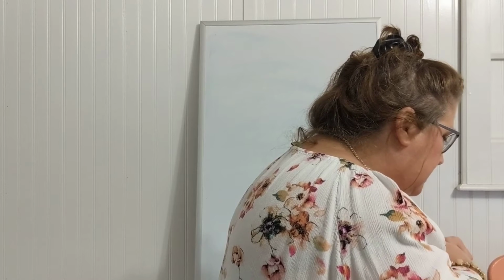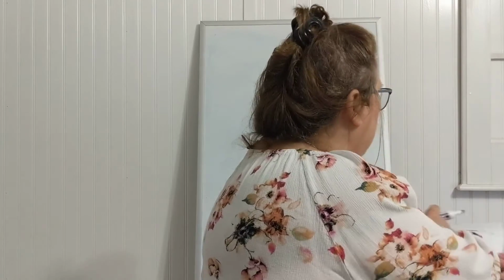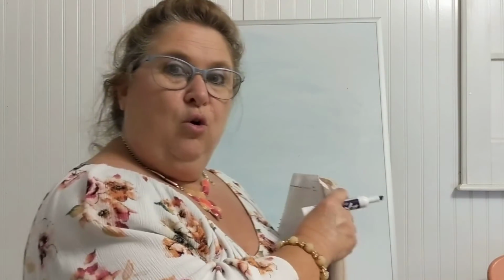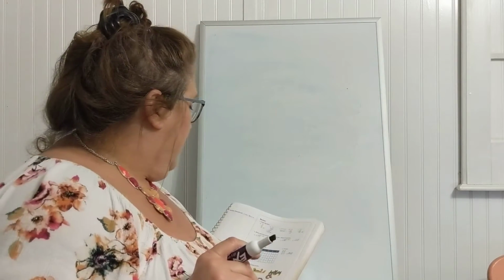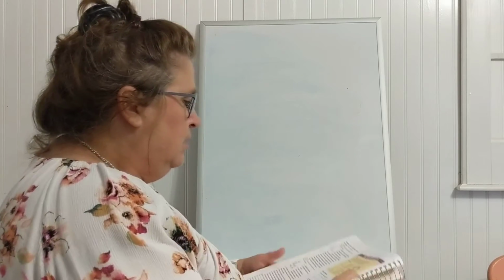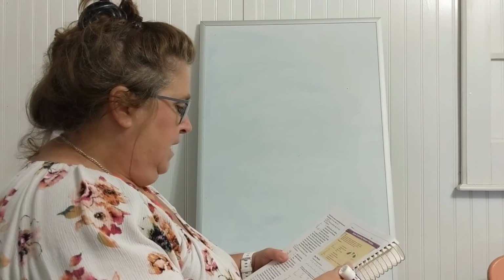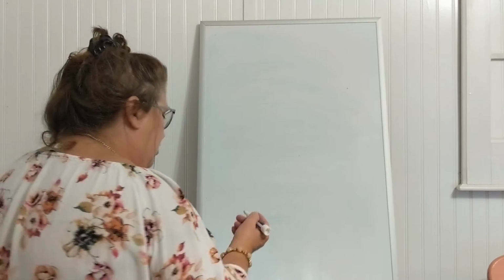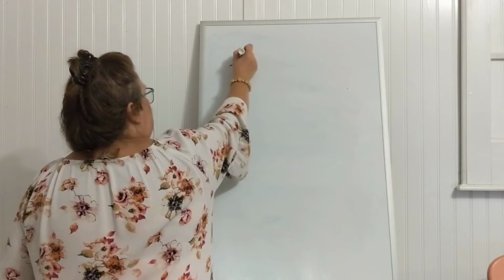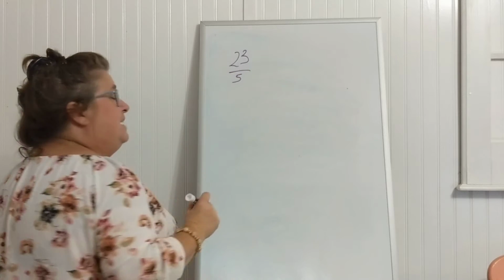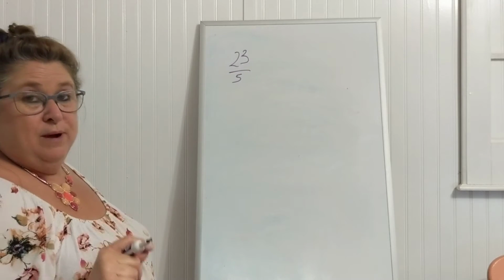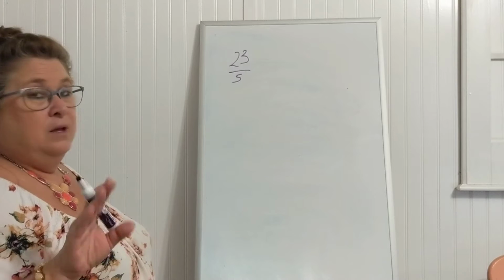Okay, so this is math lesson 43. So I want to review something with you. A few days ago, we learned how to turn an improper fraction into a whole or mixed number. Okay? So if we have the fraction 23 fifths, 23 fifths is definitely improper because the numerator is larger than the denominator.